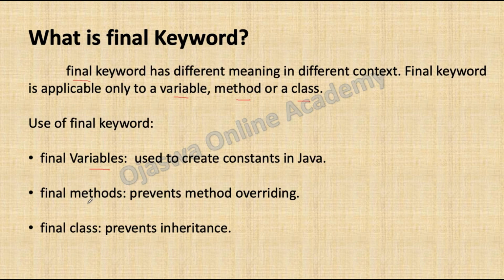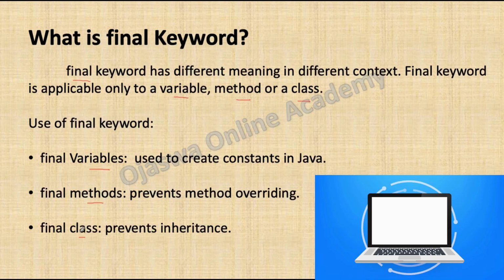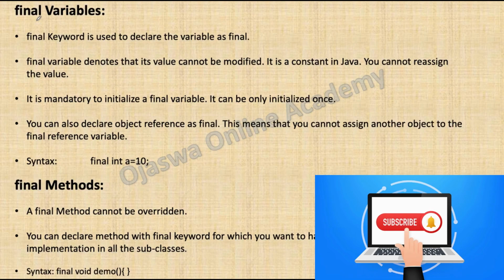Use of final keyword with respect to methods. When used with method, final keyword prevents method overriding. And use of final keyword with respect to class. When the class is declared as final, it prevents inheritance. You cannot extend the class. So let us see this in detail.